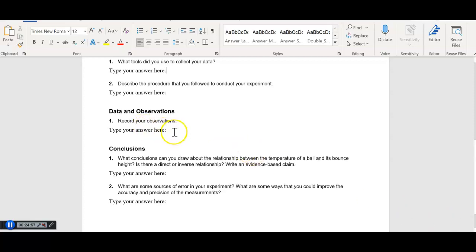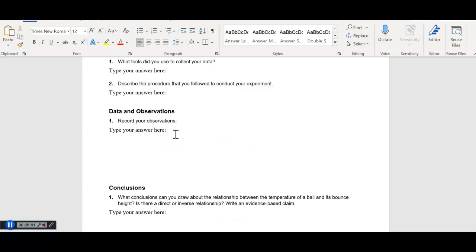Recording your observations, you don't even have to put a sentence here, just enter. If you want to print this out and draw your data table in, or if you want to enter a data table, you can put in a chart or table. It'll allow you to do that in Word. You can insert your graph, all of that will go there.